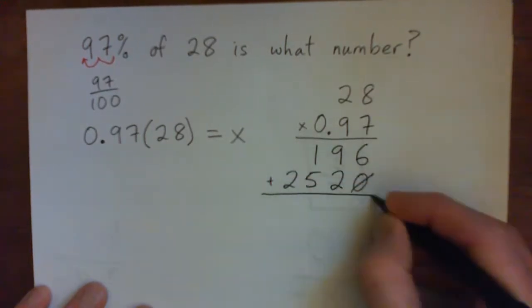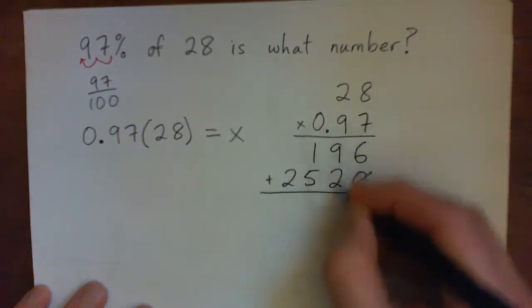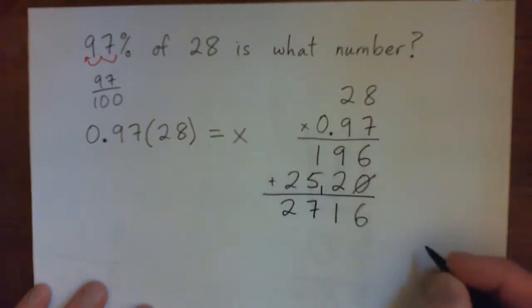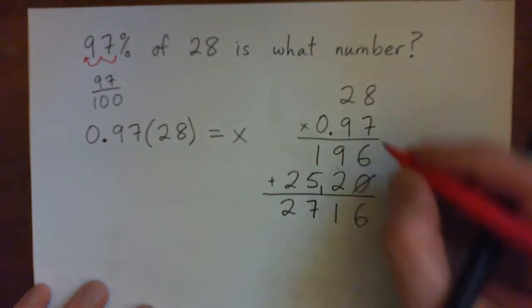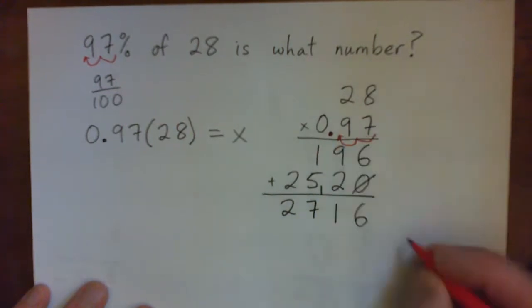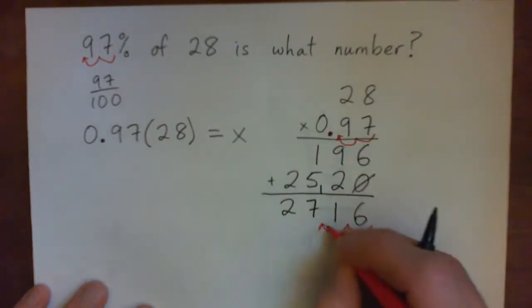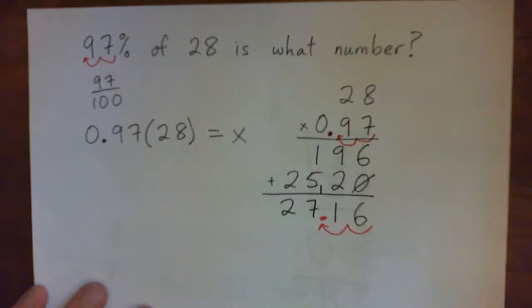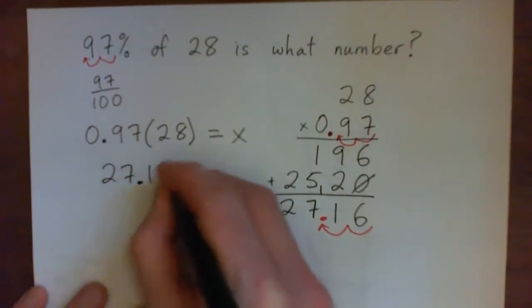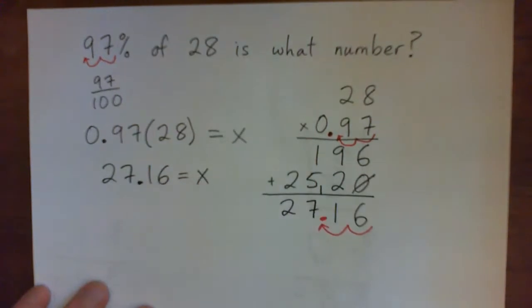Now add these numbers. 6, 11, carry 1, 7, and 2. There are two decimal spaces in the question, so there must be 1, 2 in the answer. 27.16. So our missing number is 27.16.